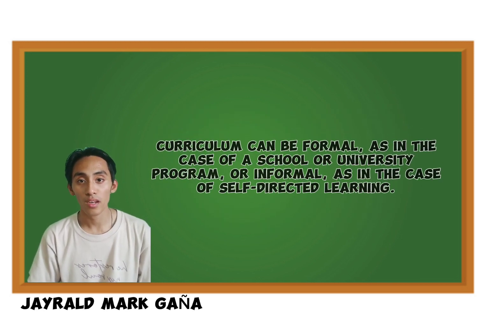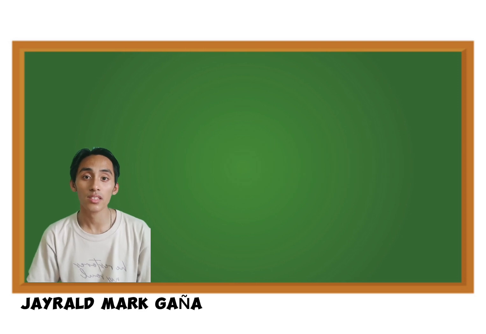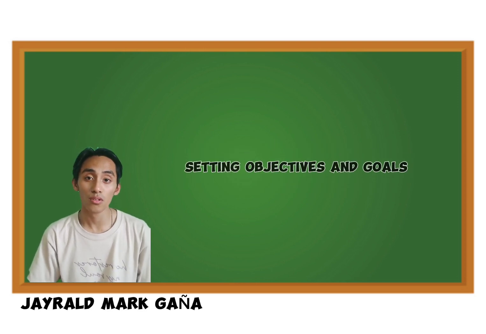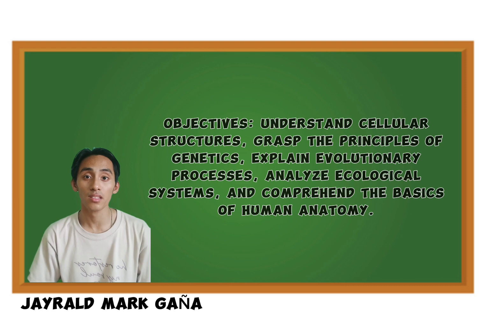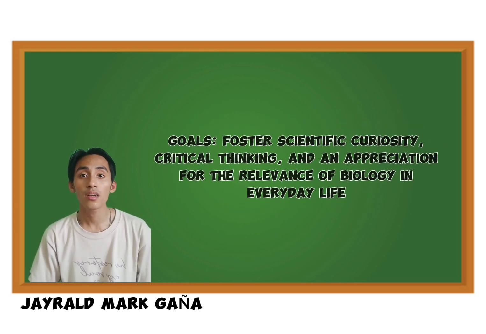Curriculum can be formal, as in the case of a school or university program, or informal, as in the case of self-directed learning. So for the example, setting objectives and goals. So for objectives: understand cellular structures, grasp the principles of genetics, explain the evolutionary processes, analyze ecological systems, and comprehend the basics of human anatomy. So the goals are to foster scientific curiosity, critical thinking, and an appreciation for the relevance of biology in everyday life.